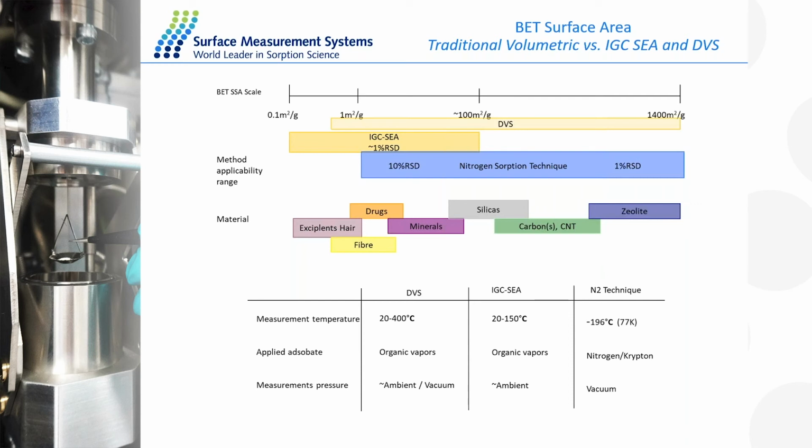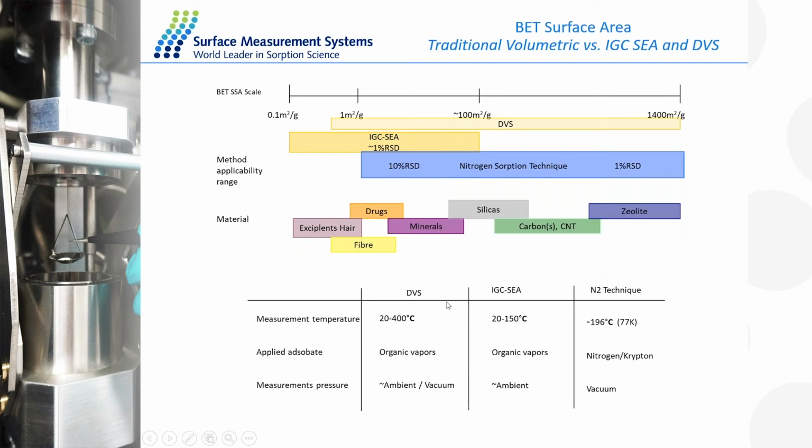So this is very useful for products like drug products or fibers or excipients. The difference between our two instruments compared to the nitrogen sorption technique is the experimental temperatures, especially. So with the nitrogen technique, we need to be under vacuum and also very low temperatures. However, with regards to the DVS and iGC-SEA, we can actually have it at ambient temperatures or even high temperatures also.